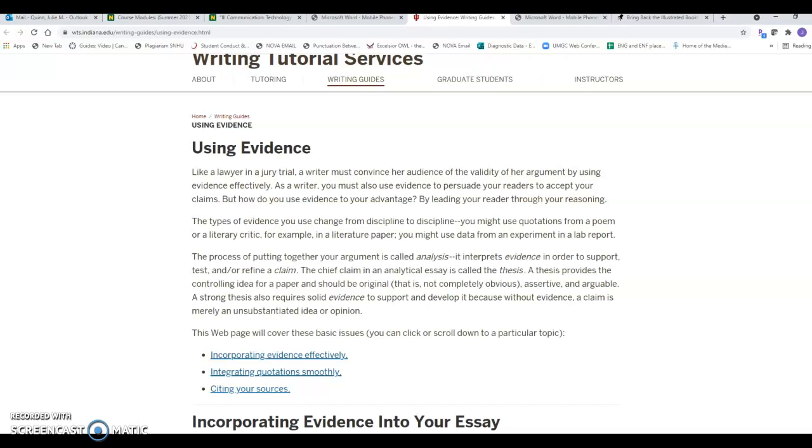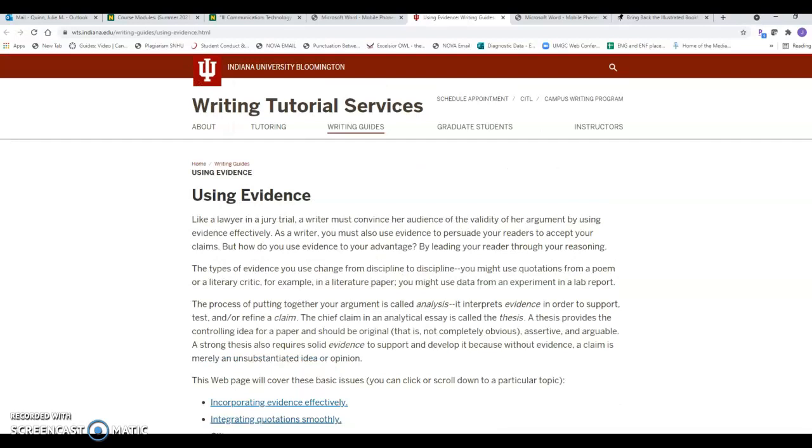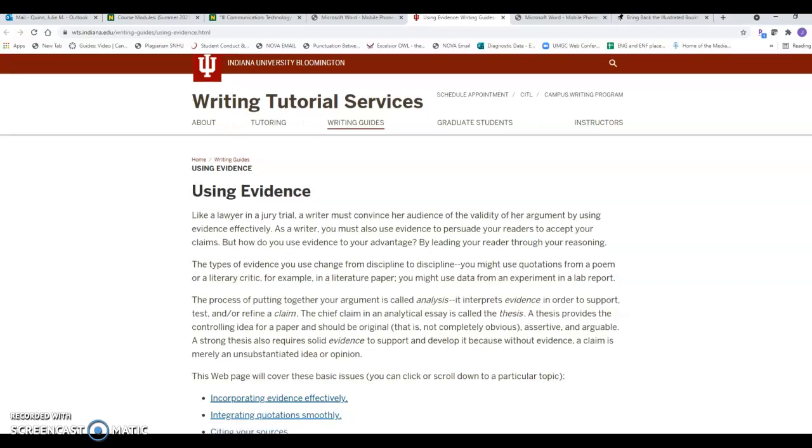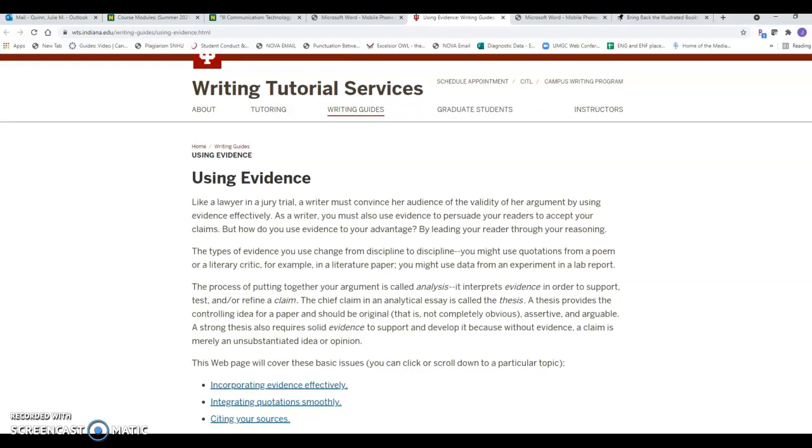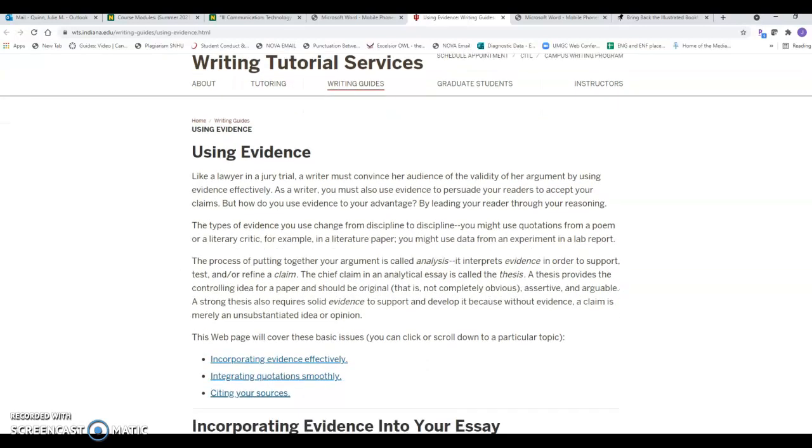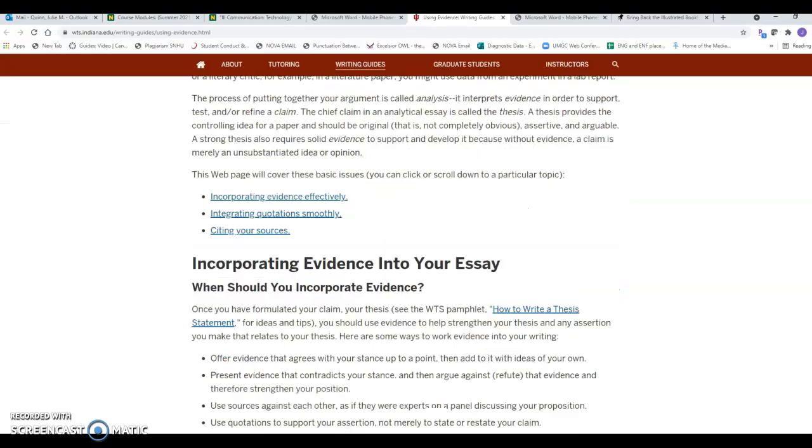And so this Indiana University Bloomington Writing Center reading tells us that when you use evidence, you're acting like a lawyer. You're convincing an audience by using specific data in the right places in an argument to reinforce the arguments that you're making and to make your claim, which is your thesis, stand up.